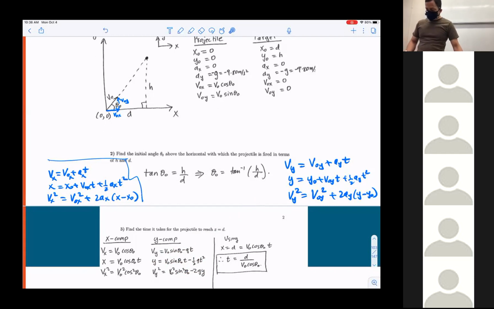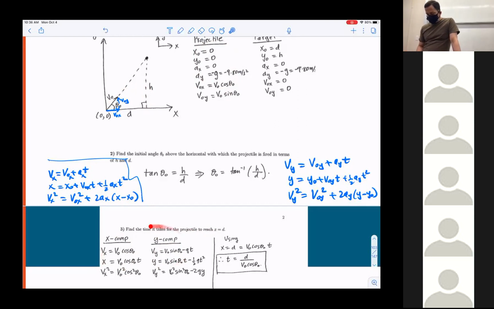So all I've done is taken my general equations, used this information for the projectile, and just collected them over here. And now the question I want to ask is, what is the time it takes for the projectile to reach x equaling d?